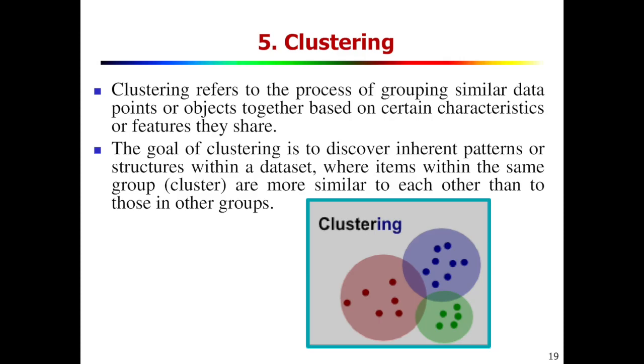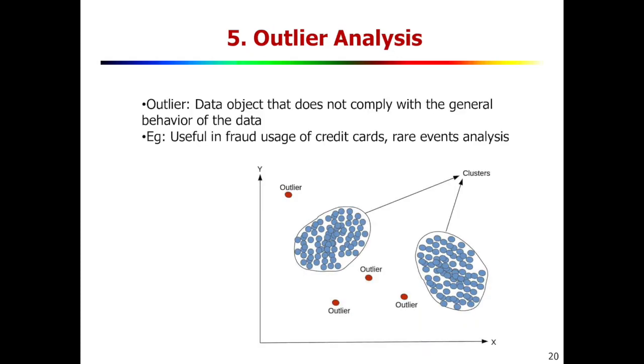Next one, clustering, refers to the process of grouping similar data points or objects together based on certain characteristics or features they share. The goal of clustering is to discover inherent patterns or structures within the dataset, where items within the same group are more similar to each other than to those in other groups.